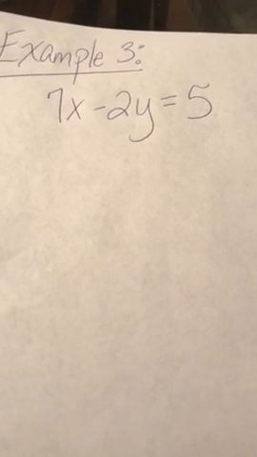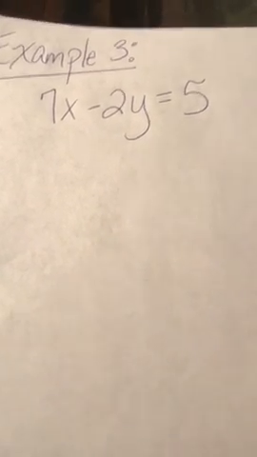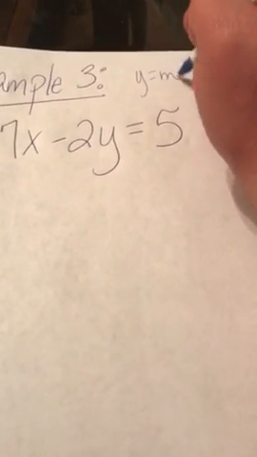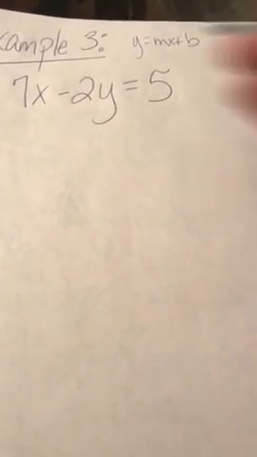All right, so now let's go on to example 3. Example 3 is 7x minus 2y equals 5. Remember, I need to have this in y equals mx plus b form, and I don't. So I'm going to get rid of the 7x first because I need to get that y by itself. The opposite of plus 7x is minus 7x. What I do to one side of the equal sign, I have to do to the other.